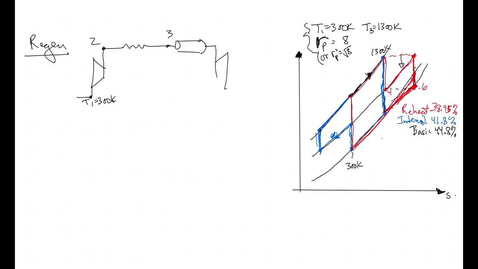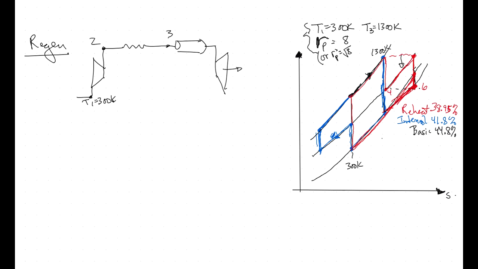Okay, going back to black. So regen. We're going to do first just regeneration. So I come in at state one, this is 300 Kelvin. I'm going to do a pressure ratio of 8. And then I'll have my heat exchanger. So this is my state two. State three, I'm going to add heat. And I'm going to expand through the turbine, power out. This is going to be state four.